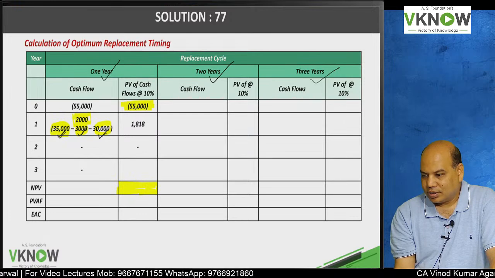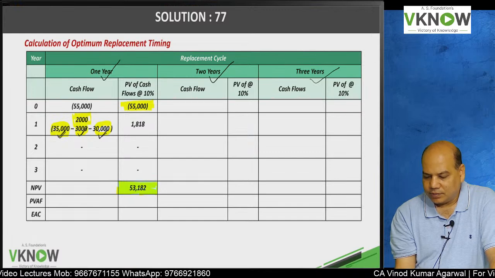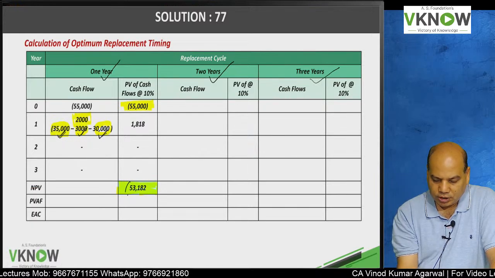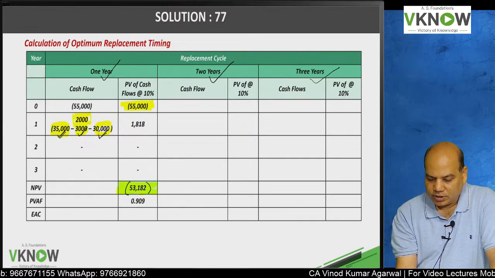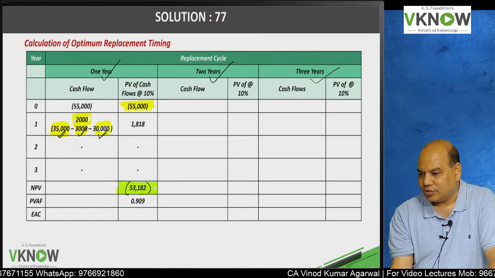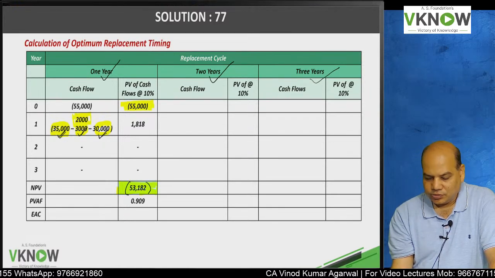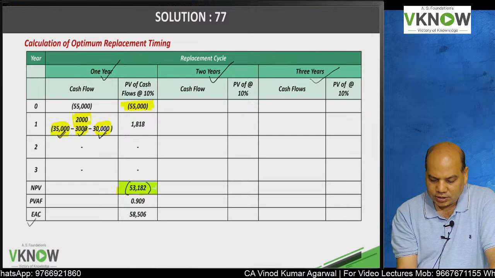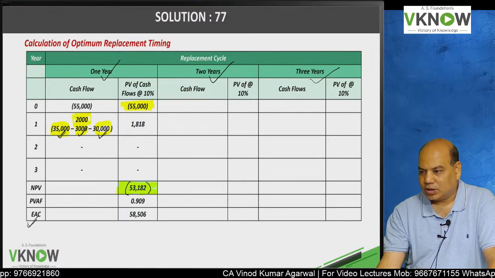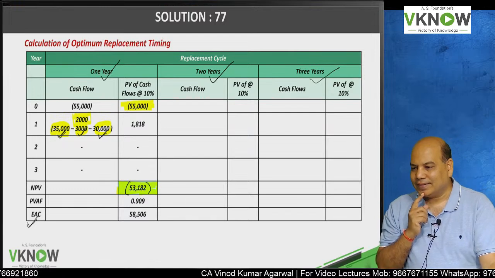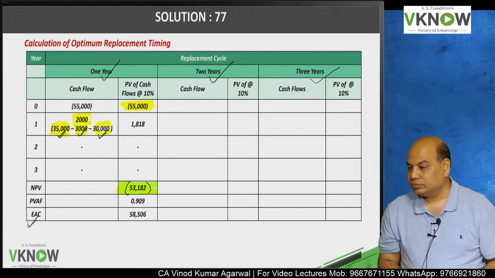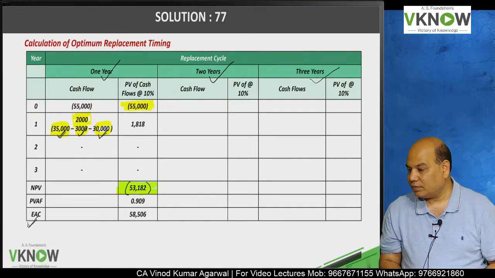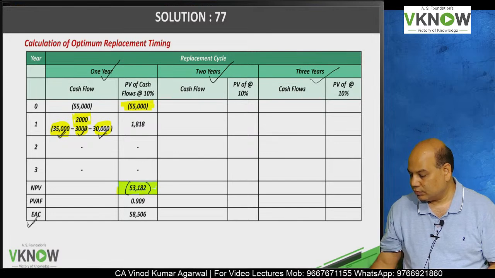That is how much? Negative 53,182. PV annuity factor will be the same for year 1, 0.909. And therefore EAC, if you replace every year, is 58,506. Please confirm. Just confirm, is it right? 58,506. Very good.